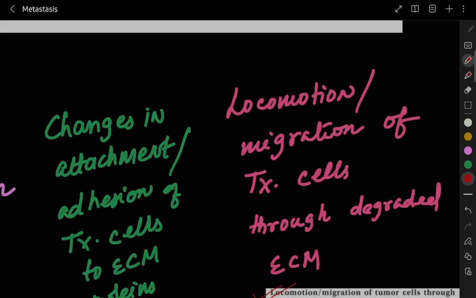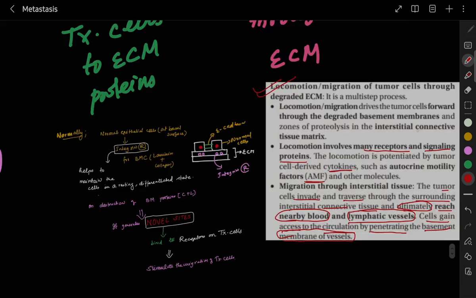This was the fourth step, right? Locomotion or migration of the tumor cells through the degraded extracellular matrix. Also we summarize this para, what it wants to say, that because the migration is happening across the degraded basement membrane, we have to remember only the autocrine motility factor, and how it is penetrating the basement membrane of the vessels. It can be either the blood or the lymphatic vessels, or it can be both, right?